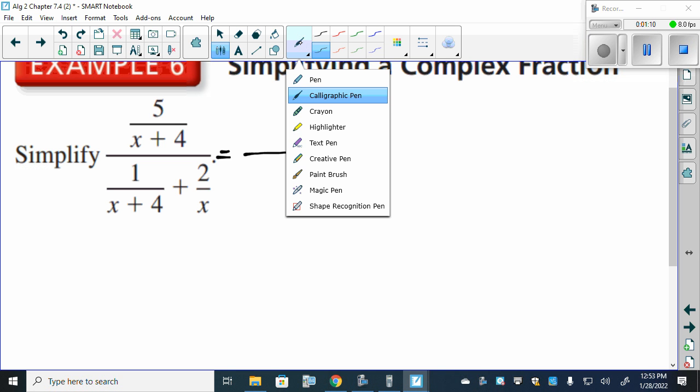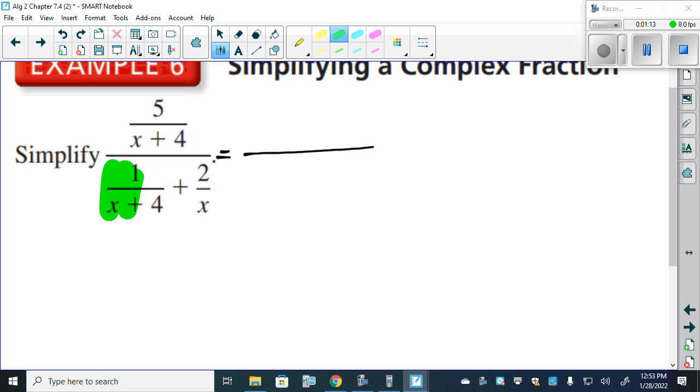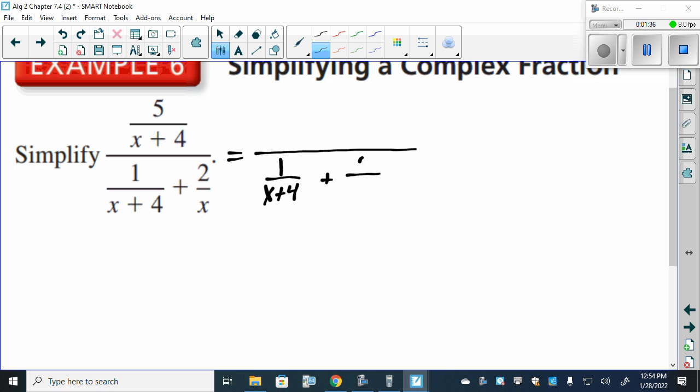Now, with the first method, what we need to do is get this denominator, which has two fractions, into one. We need to do that by adding them together. To add these two together, we need the denominators to be the same. So we're going to need to multiply both of these so that we have the same denominator. The numerator, 5 over x plus 4, we don't need to do anything to because it's only one fraction.